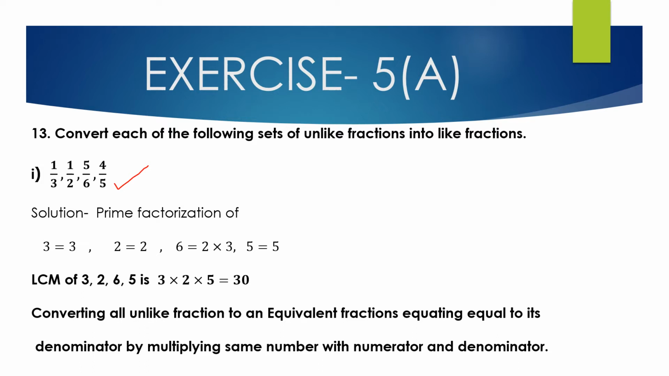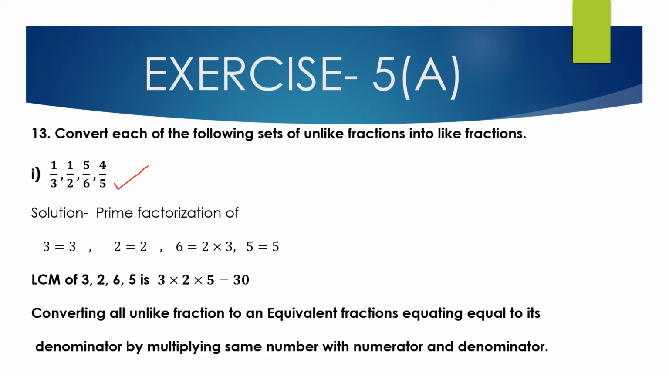Now first we have to find out the prime factorization, then we have to find out the LCM of the denominators, and then we have to convert all the unlike fractions into like fractions by converting to the equivalent fraction equal to the LCM denominator, by multiplying the same number with numerator and denominator. Then we get the like fractions.